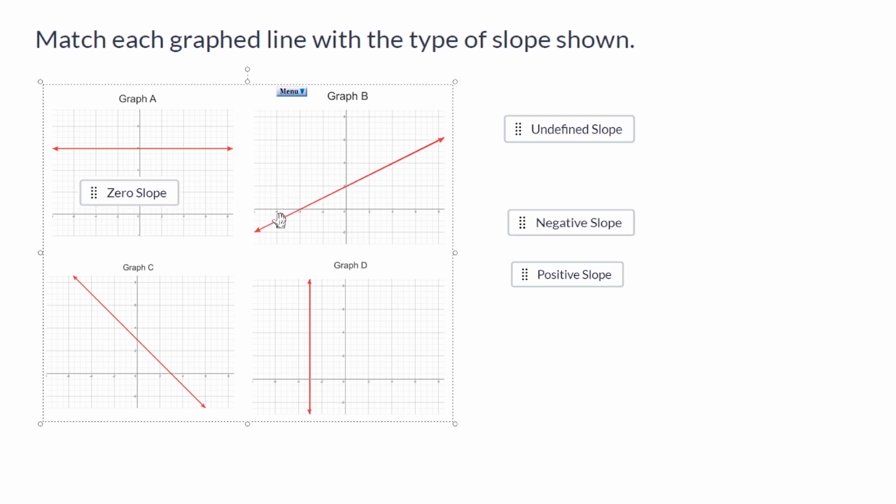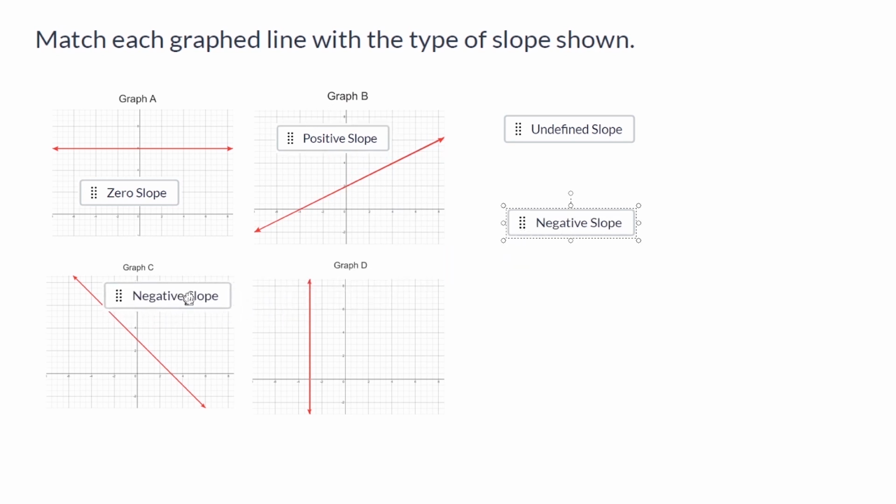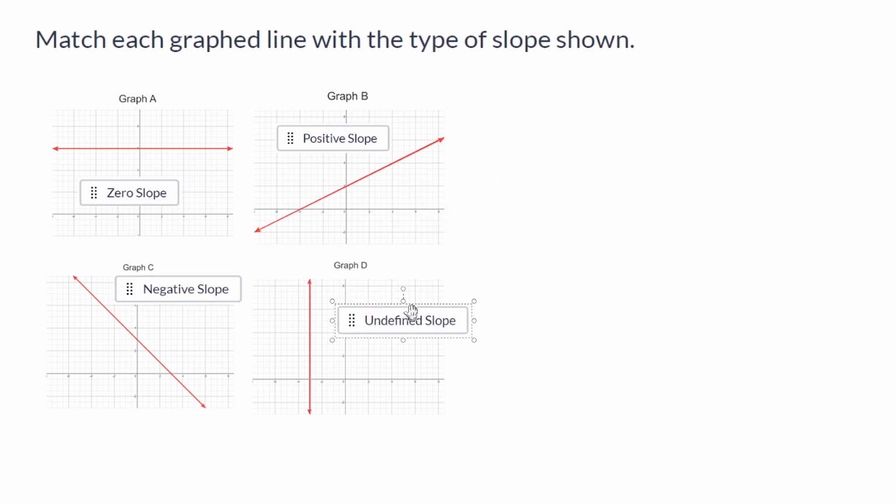Now, this line right here is going up from left to right. We always read our lines from left to right, and we can see that this line is moving upwards, which means it has a positive slope. Now, the graph of this line is definitely negative because this line is going downwards from left to right. And of course, this last line has an undefined slope because it is going up and down. So anytime you have a line that is going up and down, that is going to be undefined.